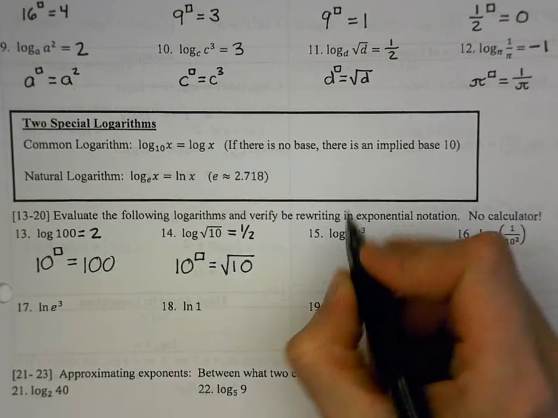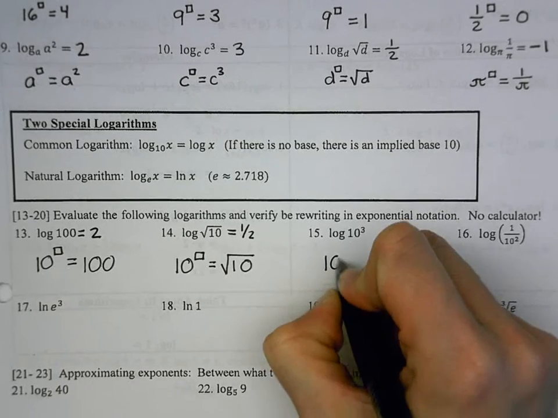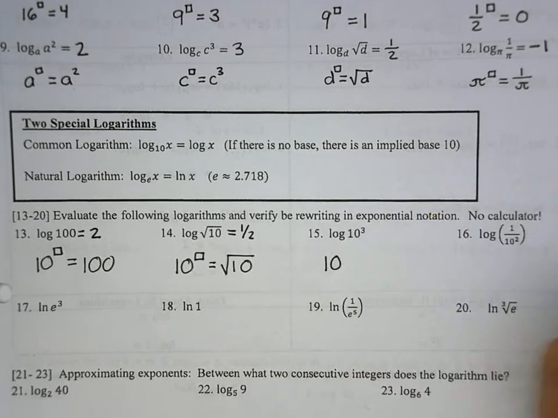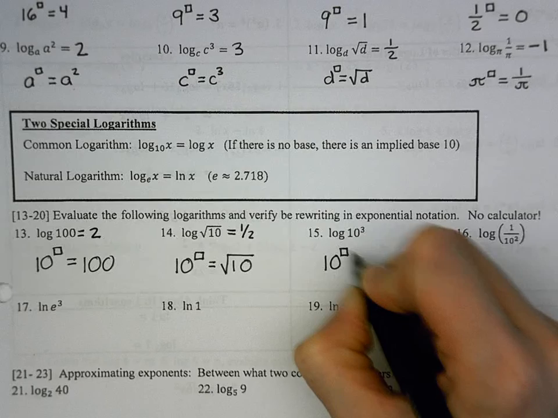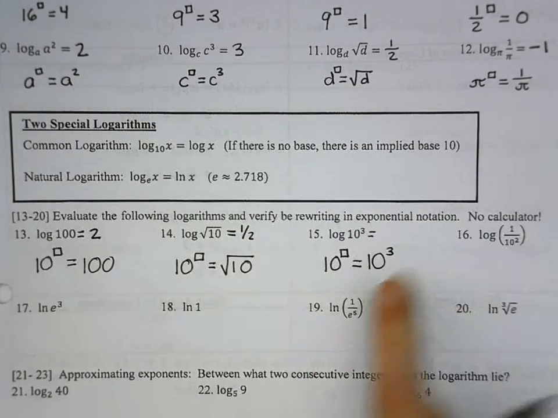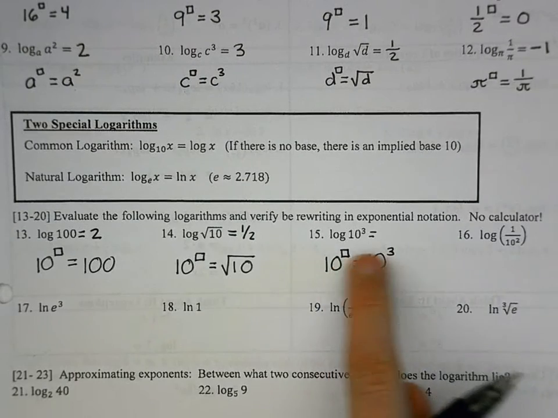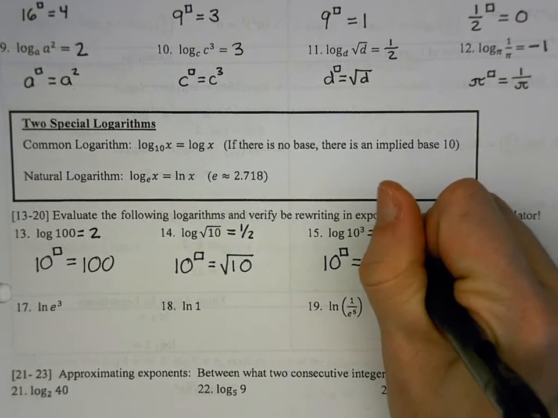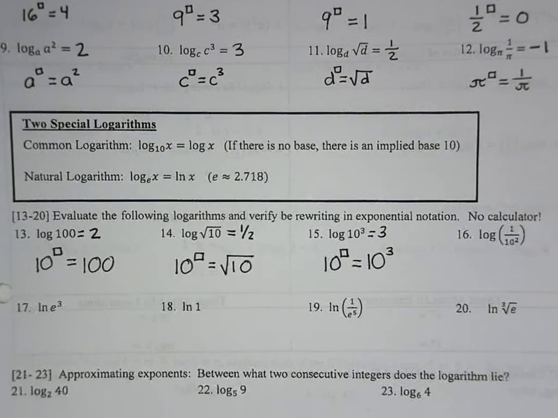Okay. Number 15, we have no written base, so again, base 10. What would the exponent need to be to get 10 cubed? This one's kind of funny, because the base is already matched, so this exponent would need to be 3, because if my exponent was 3, I would then have 10 cubed.